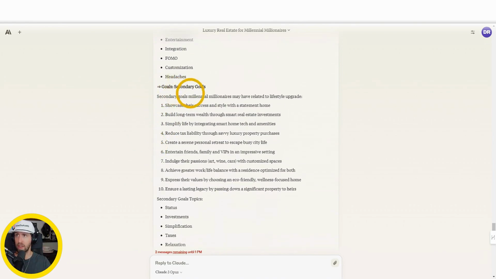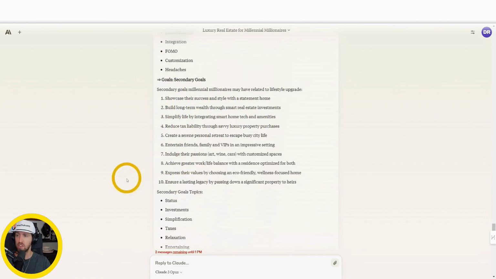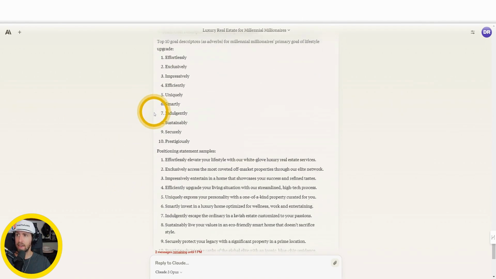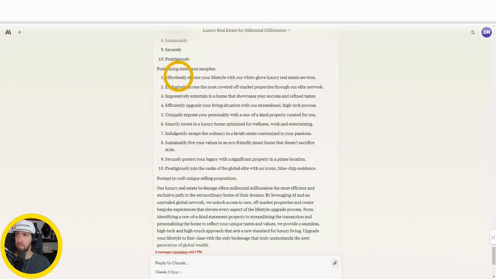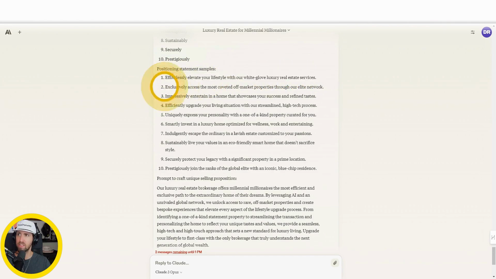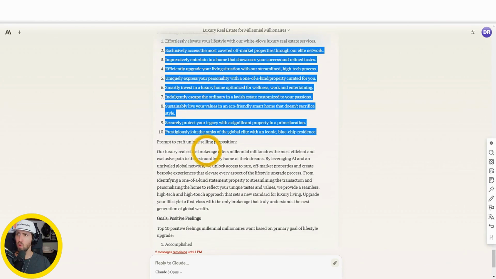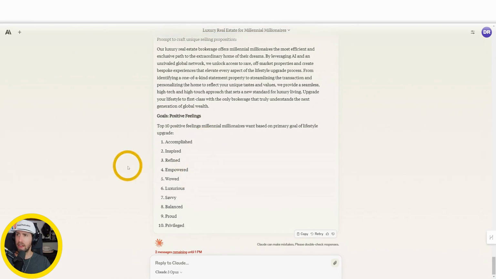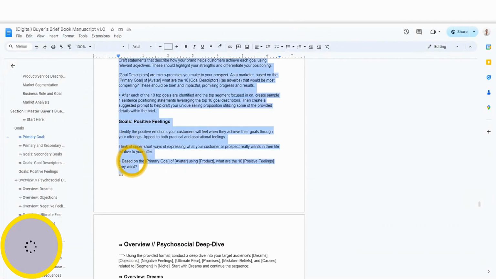So we've got that. We've got our goals, showcase their success and style with the statement home. So you can see those here. And again, more goal descriptors, positioning statements: effortlessly elevate your lifestyle with a white glove luxury real estate listing service. And we've got more on that, so more of the positive feelings. We've only got 2 messages left. And so now what I want to do is that we've set the table to this point. It's going on the right track.